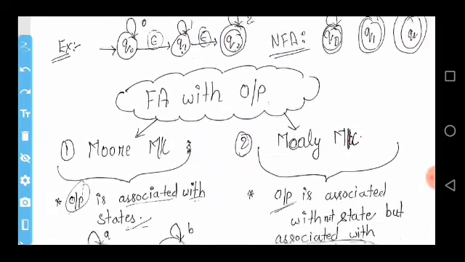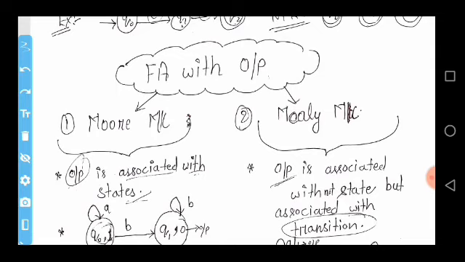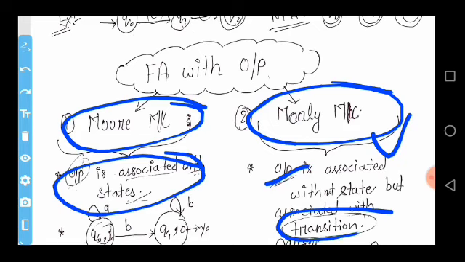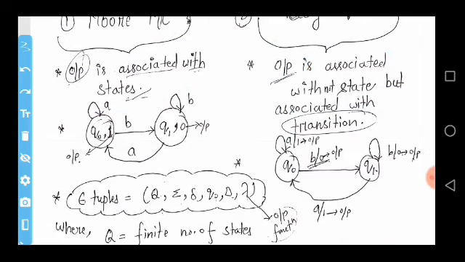Now move on to finite automata with output. There are also two types. One is your Moore machine and the second one is your Mealy machine. The Moore machine is different from the Mealy machine because the output is associated with states, but in the Mealy machine the output is associated with transitions, not the states. I will give an example, then you will understand clearly.